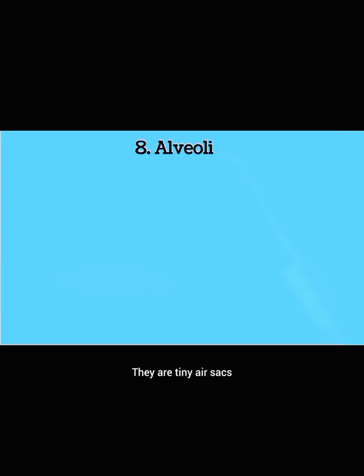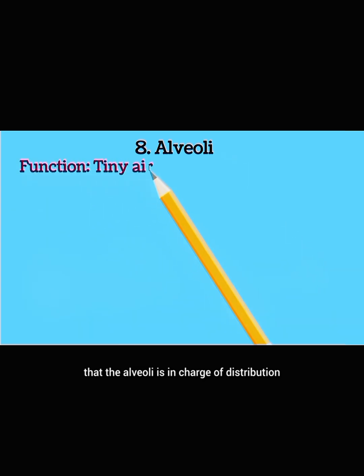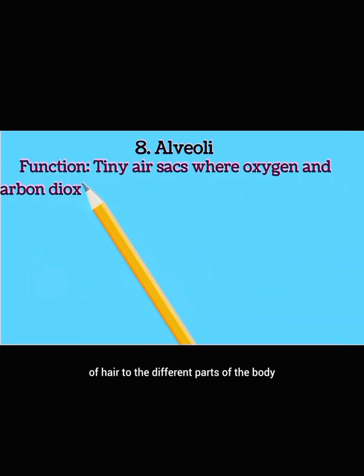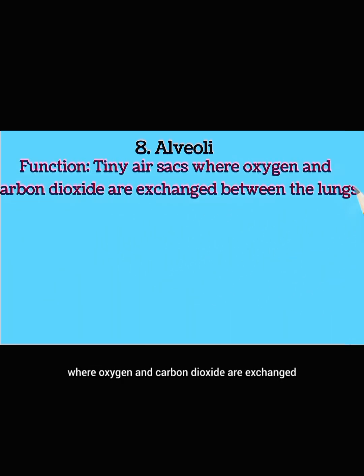They are tiny air sacs. Don't forget, I told you that the alveoli is in charge of distribution of air to the different parts of the body, and so they are tiny air sacs where oxygen and carbon dioxide are exchanged between the lungs and the blood. So they are in charge of distribution of air to the different organs of the body.